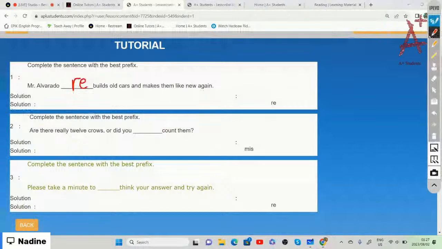And then, are there really 12 crows, or did you miscount them, right? So we can use the word miscount. Miscount is basically like saying, did you forget about that one, right? That is miscount.